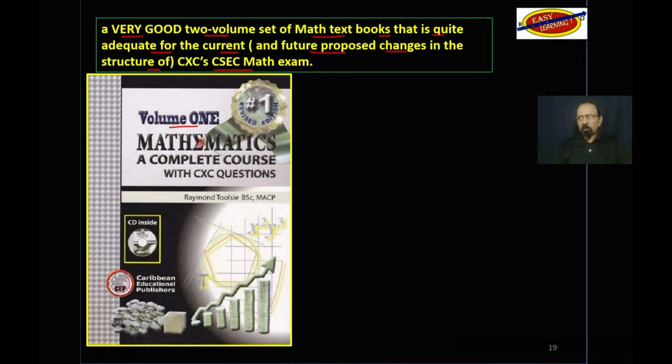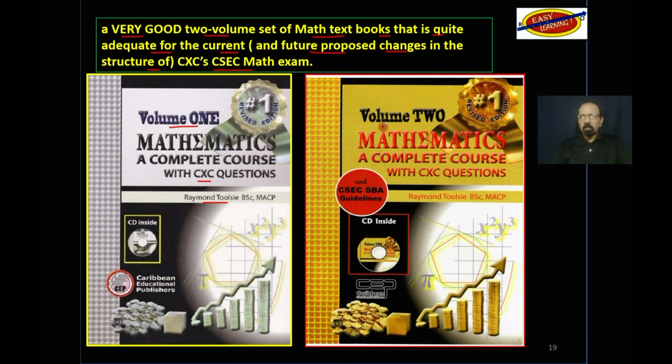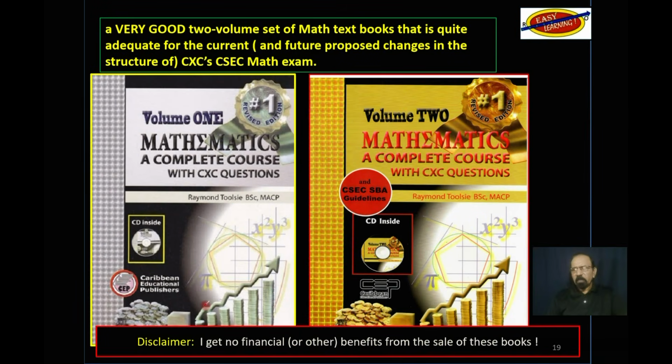This is a picture of Volume 1, Mathematics, a Complete Course with CXC Questions by Raymond Tulsi, and this is a picture of Volume 2. Please note this disclaimer down here. I get no financial or other benefits from the sale of these books.